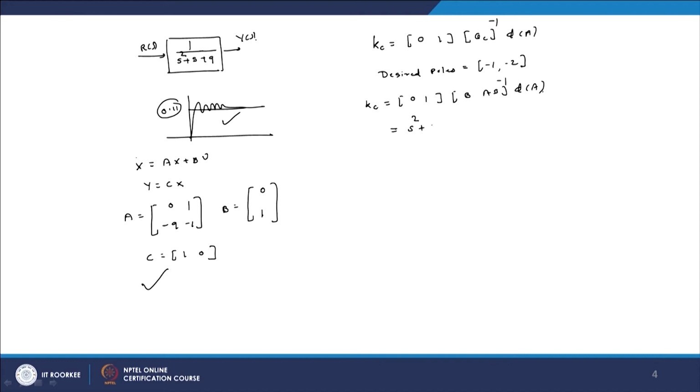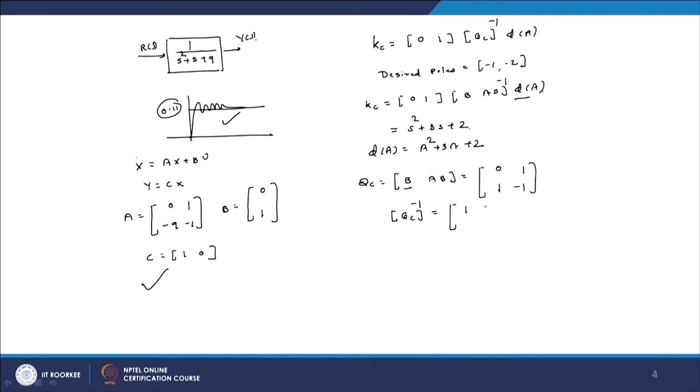So, s square plus 3s plus 2, and correspondingly phi of A equals A square plus 3A plus 2I. Here the controllability matrix QC is [B AB], and it is given as [0 1] since B is [0 1], and AB you will get as [1 minus 1]. If you take the inverse of QC, we will get [1 1; 1 0].